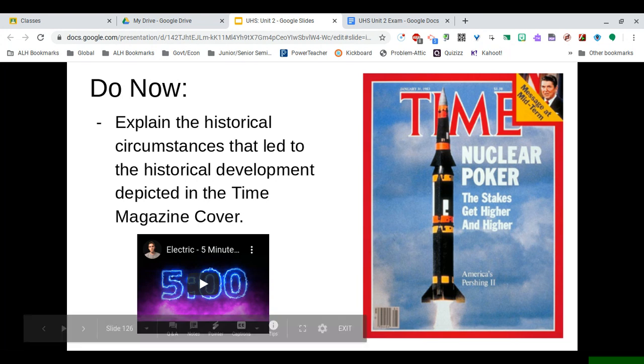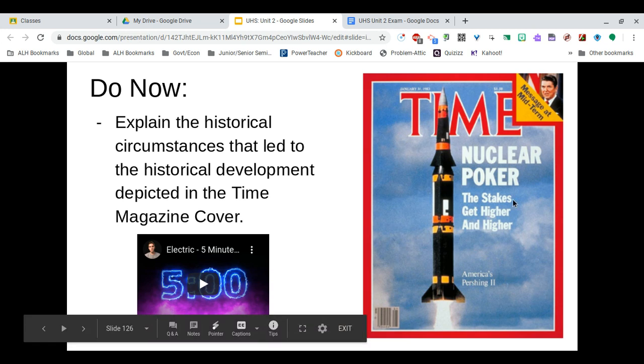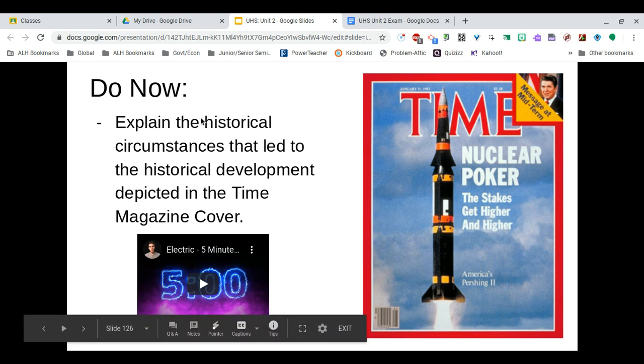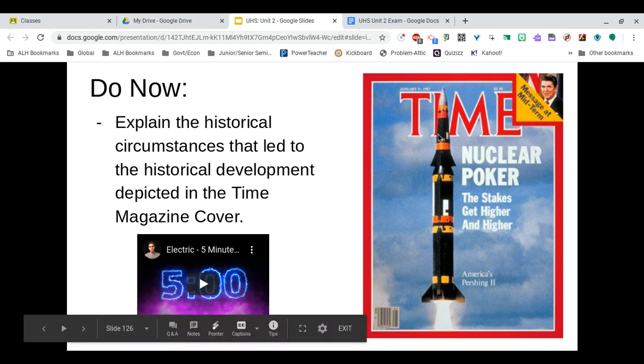So let's take a look at what could be a do now, but something I don't want you to lose practice in your CRQs. Again, we're talking about historical circumstances that led to the development depicted in this Time magazine cover. So here's our cover. We see nuclear power, the stakes get higher and higher. We're seeing this nuclear weapon go off, and we're hopefully remembering the historical circumstances discussing what caused this. So you're not talking about this as an effect on American people right now, but what caused this nuclear power to become an issue?